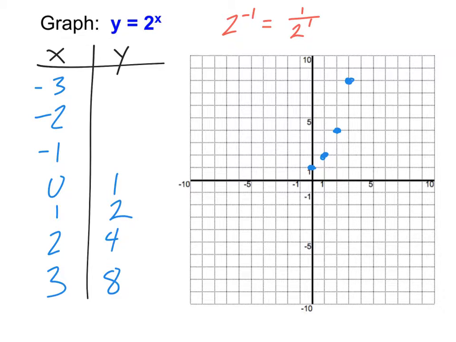Well, so that would be 1 over 2. So it's 1/2. So that gives me the coordinates negative 1, 1/2. So I can go ahead and plot that. Yes, I know the 1/2 is not on a grid line. That's okay. We can still just get as close as we possibly can. Just be as accurate as you can as you do it.